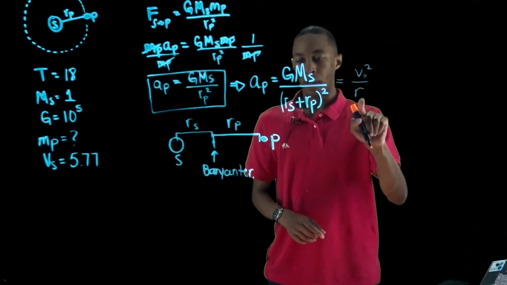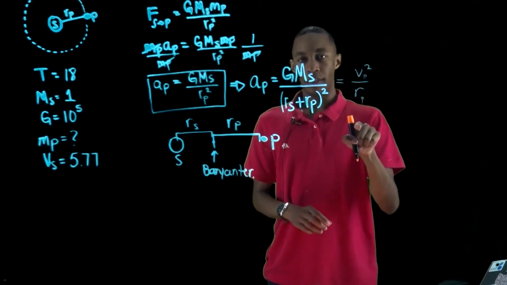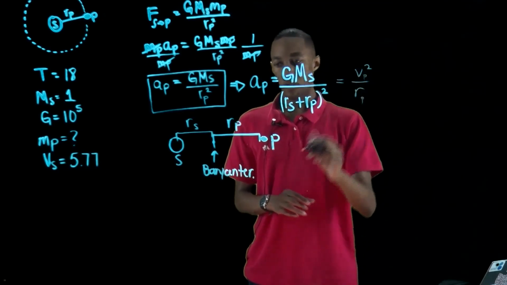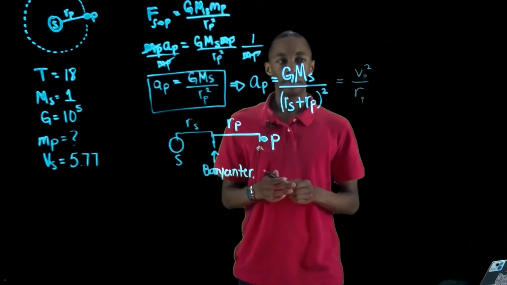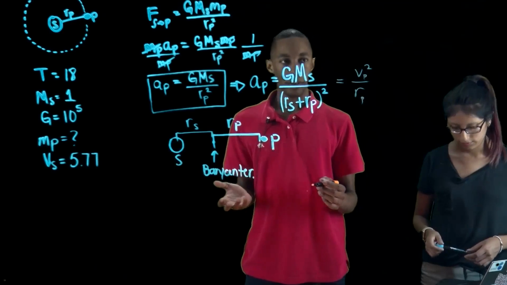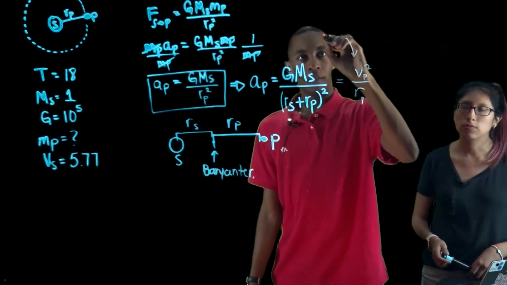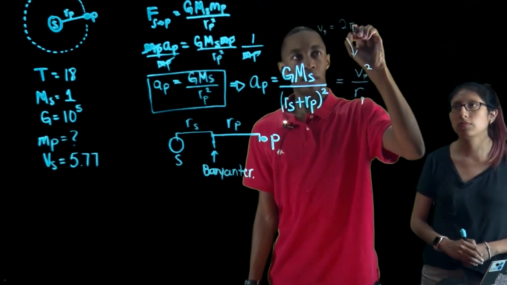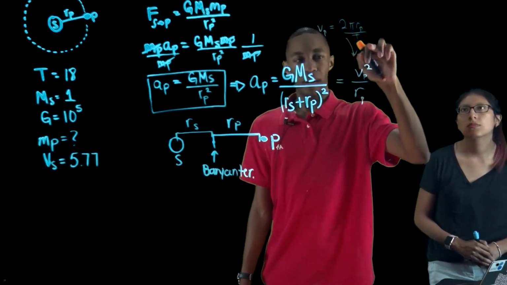And this r is actually just Rp, and no longer is it Rs plus Rp. Again, that's because the planet is orbiting about the barycenter. So we want to use the radius to the barycenter. Now, just like before, we can substitute in for Vp squared. Because remember that Vp is just equal to 2 pi Rp divided by the period. Remember, distance divided by time.